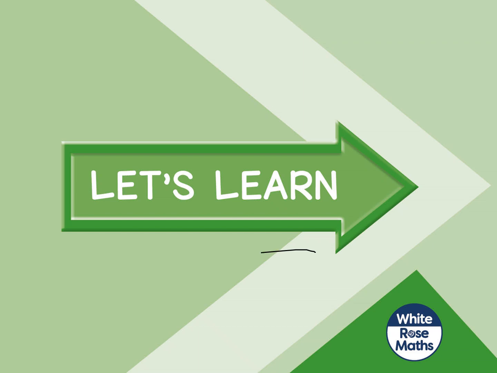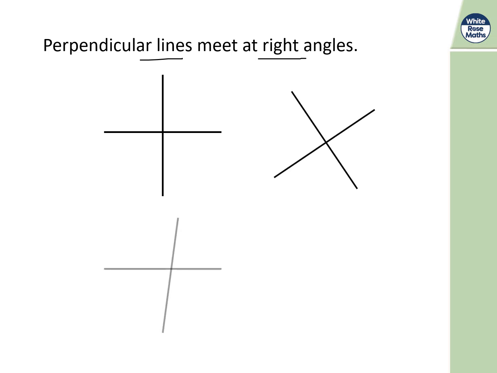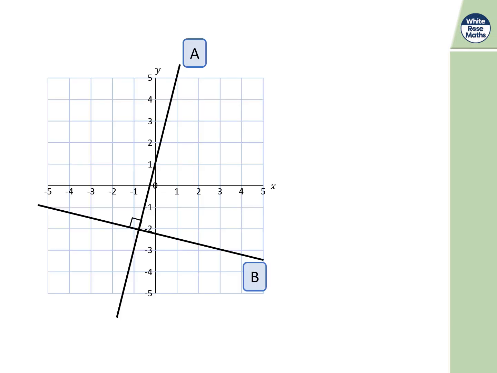Okay, let's learn. Perpendicular lines meet at right angles, so they meet at 90 degrees. Remember, that is the symbol for 90 degrees, as you'll see in some angle questions, or you might see in some exam papers that involve angles in parallel lines or circle theorem questions. This is a right angle, so it's 90 degrees.